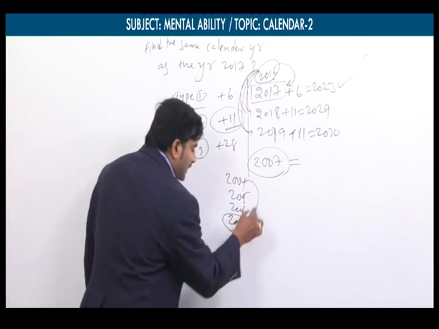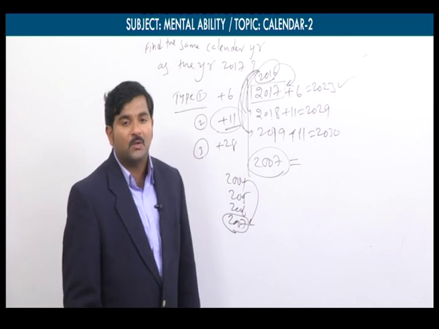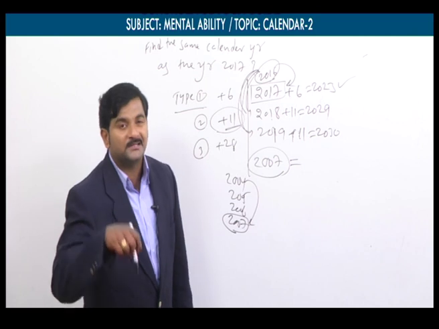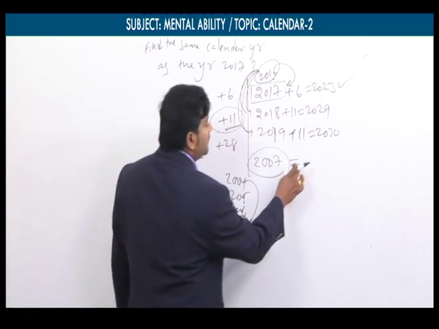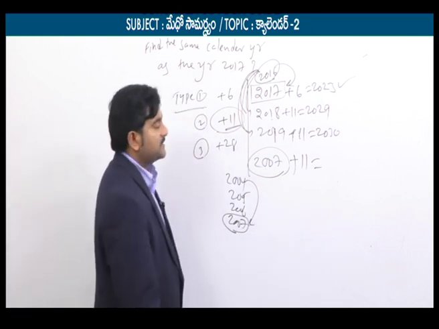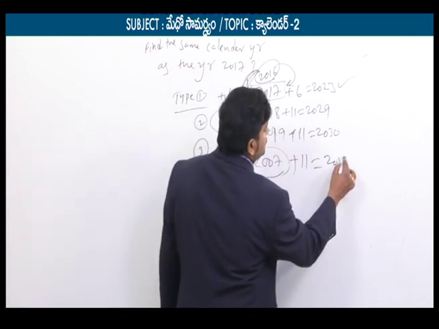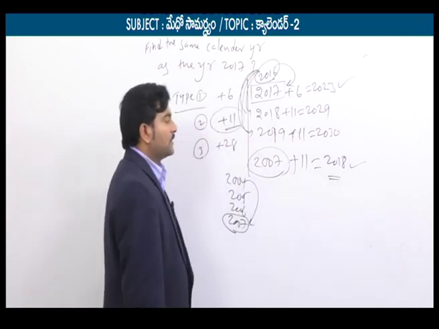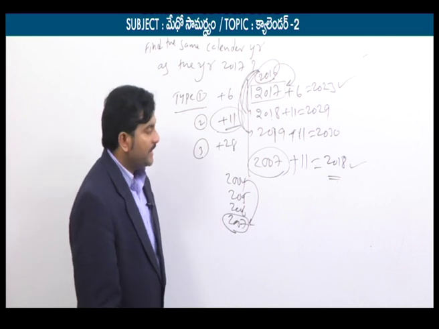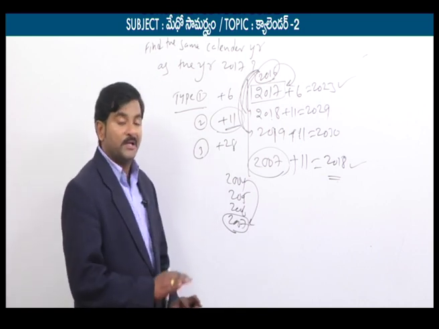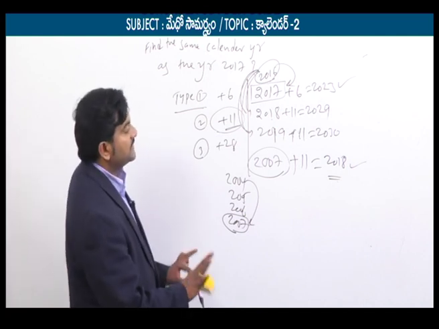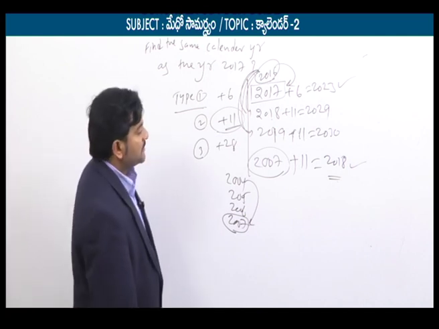2007 is the third year after the leap year. To get the same calendar year as the year which is 3 years after the leap year, we need to add simply +11. 2007 plus 11, what can we write here? 2018. Therefore, the 2007 calendar and the 2018 calendar, these two years have the same calendar. Okay, this is fine. Now we will discuss type 2.